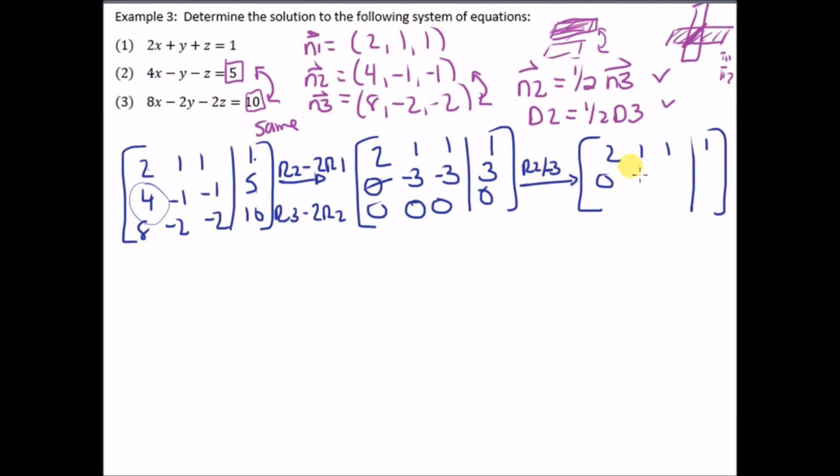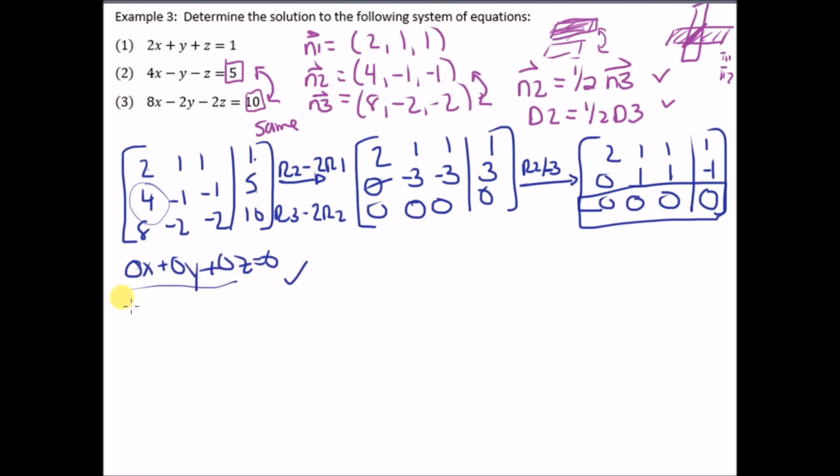So then we have positive 1, negative 1, and then zeros along the bottom. Okay, because we have zeros along the bottom, we know that this is the case: 0x plus 0y plus 0z equals 0. Any point is going to satisfy this. Therefore, we have a line of intersection. Okay, we have infinitely many intersection points.